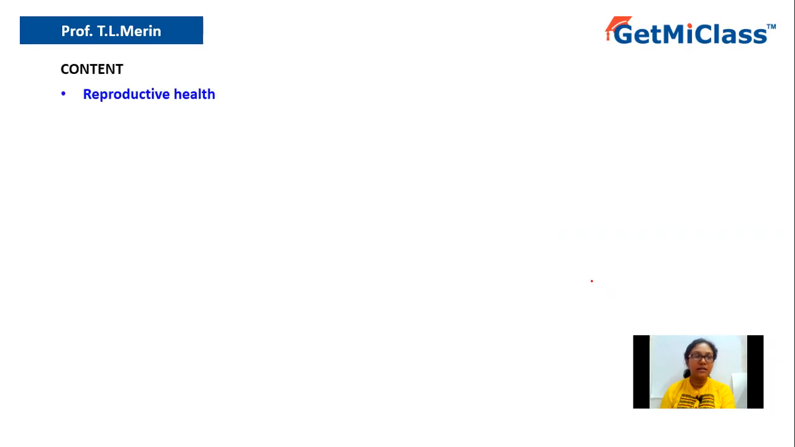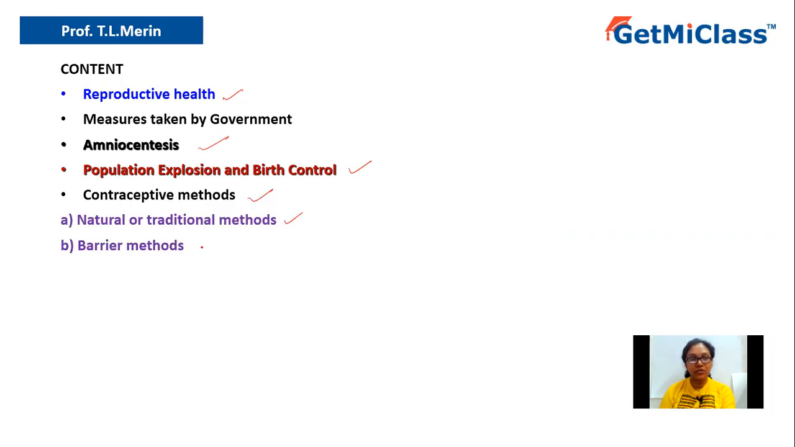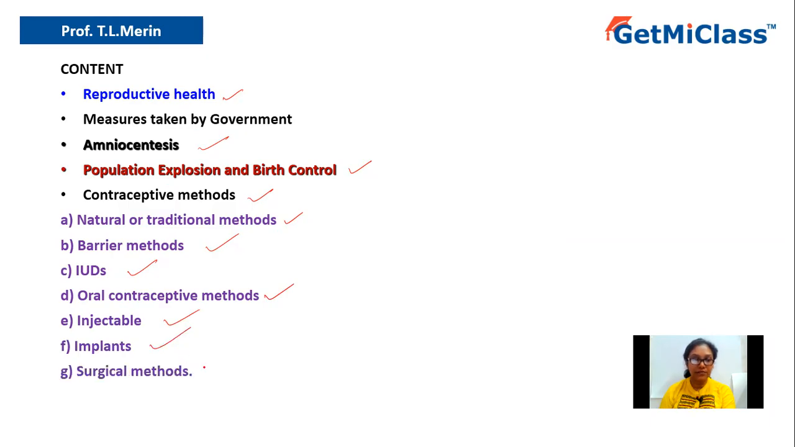The content contains reproductive health, where we'll have a brief description about what is reproductive health. Then we'll talk about measures taken by government. Then we'll talk about amniocentesis, then population explosion and birth control. Then we'll discuss contraceptive methods, under which we are going to talk about natural and traditional methods. Then we are going to talk about barrier methods, then IUDs, then oral contraceptive methods, injectable methods, and implants, and further surgical methods. And finally, we are going to discuss the side effects of contraceptive methods.